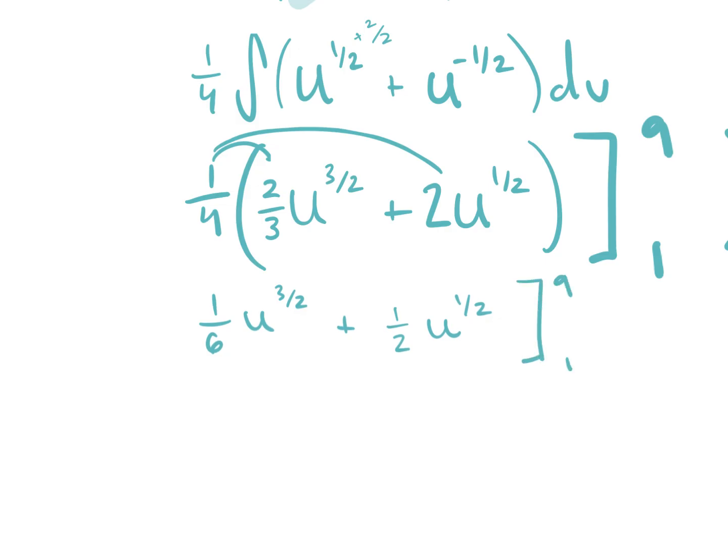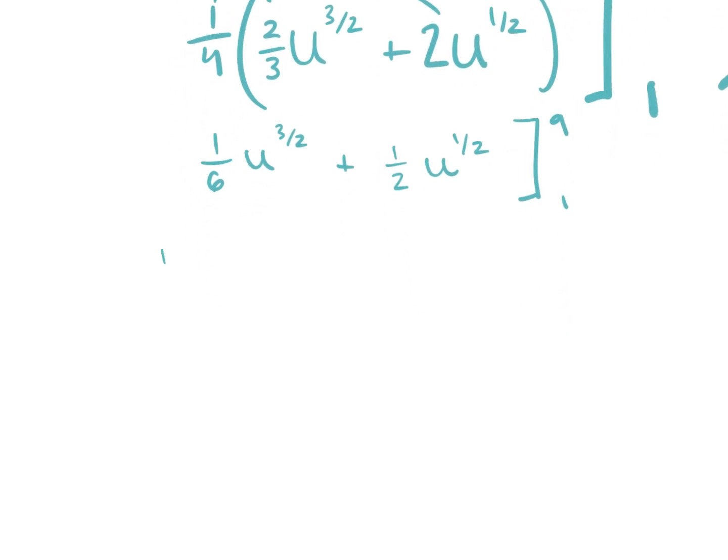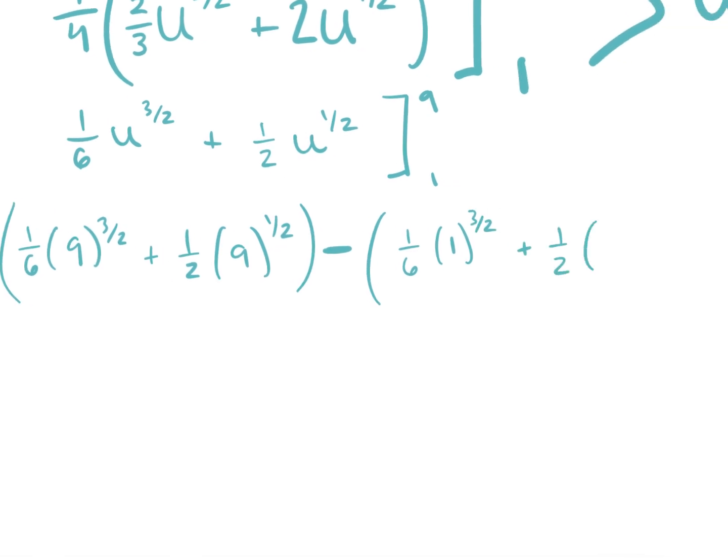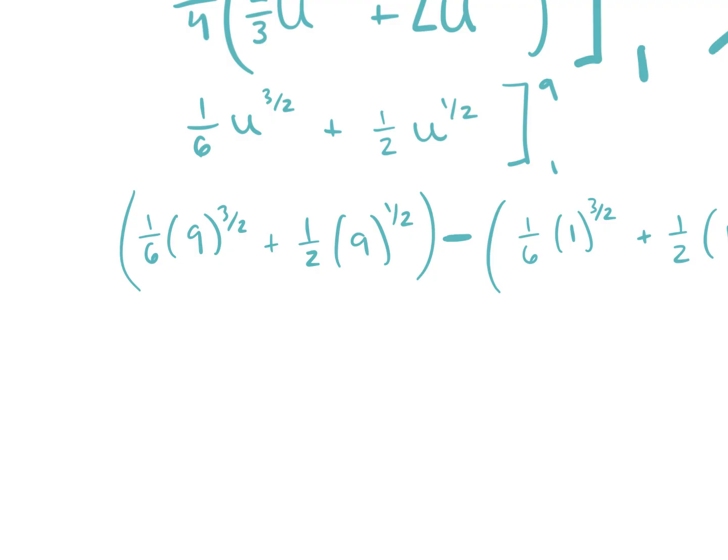From 1 to 9. Which one would we plug in first? 9. So when I plug in 9, I get 1/6 times 9 to the 3/2 power plus 1/2 times 9 to the 1/2 power, minus, then we're going to plug in 1. So we get 1/6 times 1 to the 3/2 power plus 1/2 times 1 to the 1/2 power. So from here, we just have to solve.